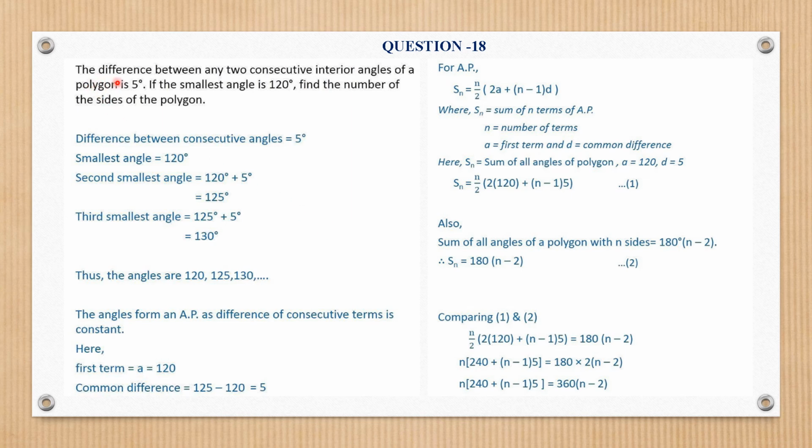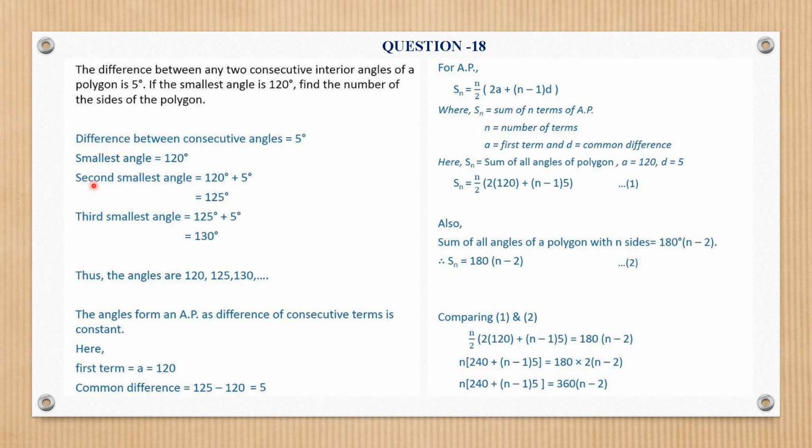And the last question, number 18: the difference between any two consecutive interior angles of a polygon is 5 degrees. So the difference will frame the common difference. If the smallest angle is 120, smallest means it will make your first term. Either smallest or the biggest, but here smallest is given, so I'll take it as a. Find the number of sides of the polygon. That means you need to calculate n.